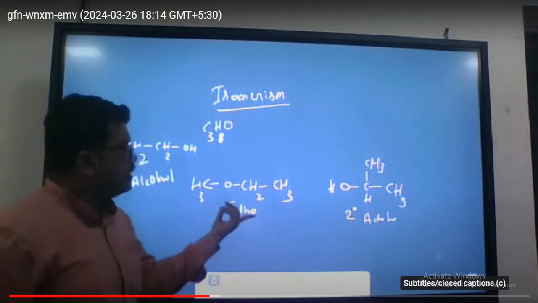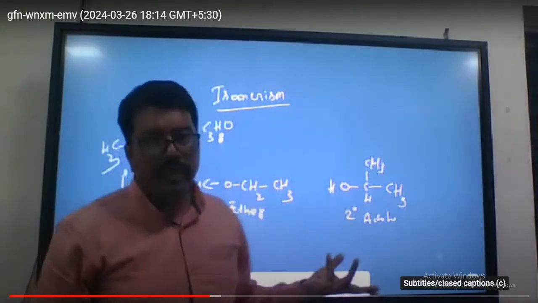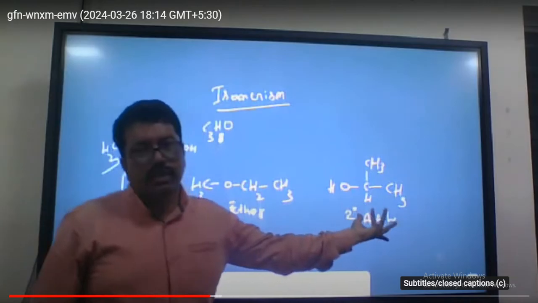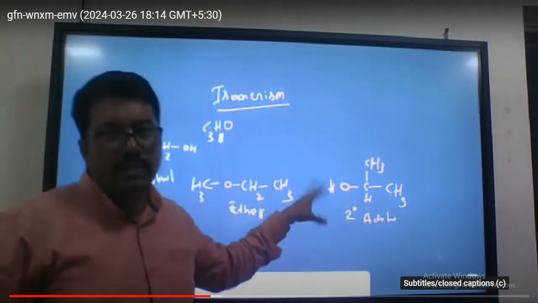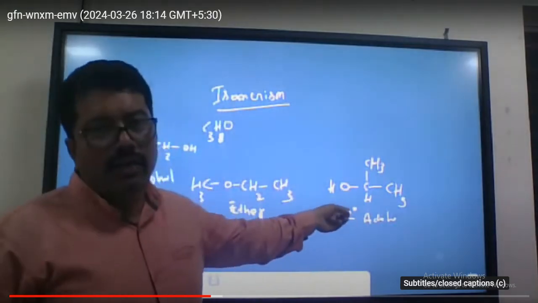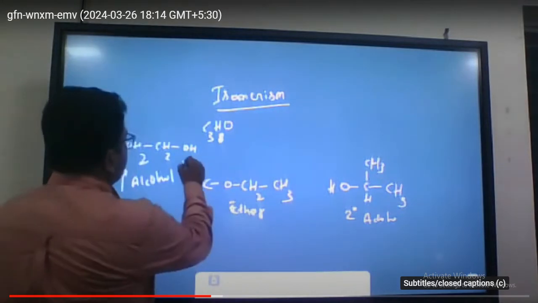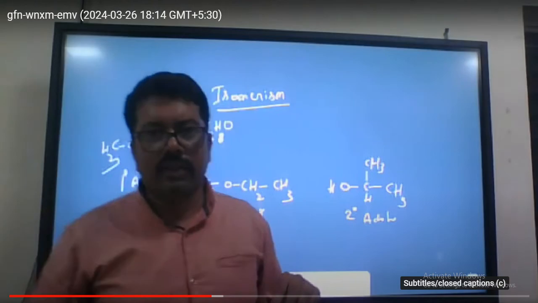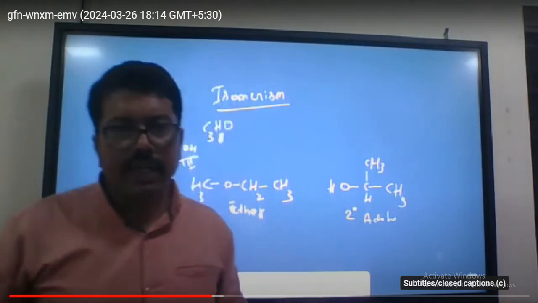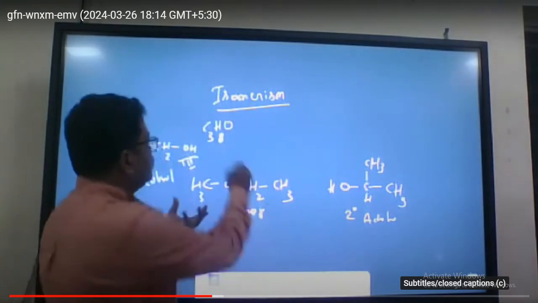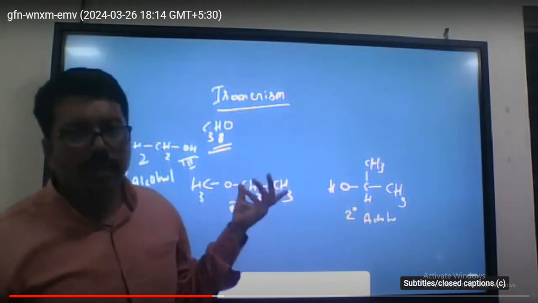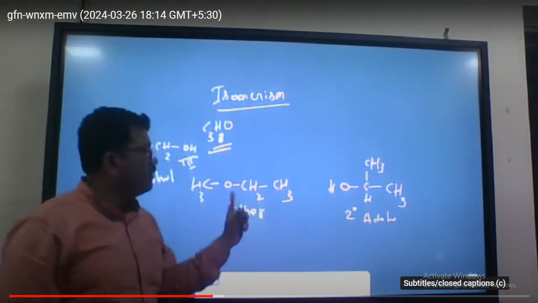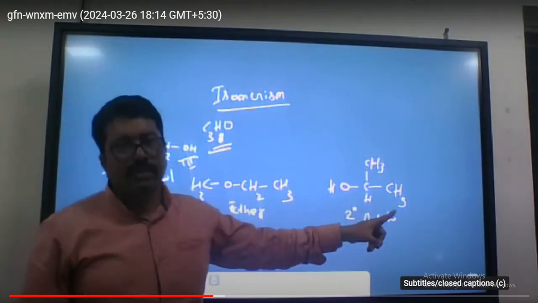Primary alcohol, secondary alcohol, ether: the same chemical formula, but you can represent different structures. Structure 1 is ether, structure 2 is secondary alcohol, structure 3 is primary alcohol. All three structures are the same with respect to their chemical formula. The chemical formula is the same, but they differ from one another by the structural formula.